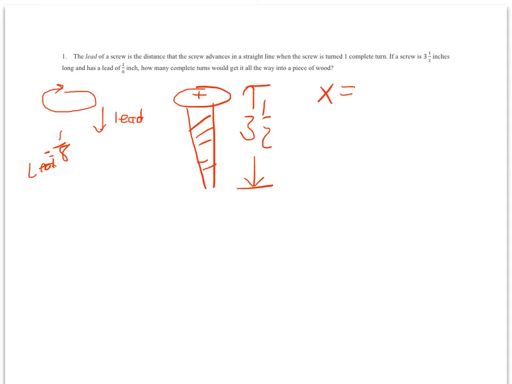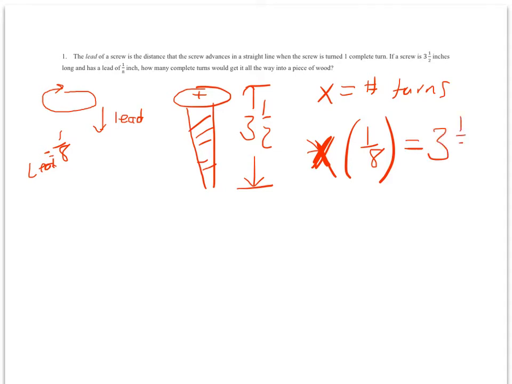Let's say that x is the number of turns. Then if we take the number of turns, which we're saying is x, and multiply it by the distance that this screw travels with each turn, that's 1/8. We continue to do this until we get the entire screw into the wood, which is going to be 3.5. So we have x times 1/8.